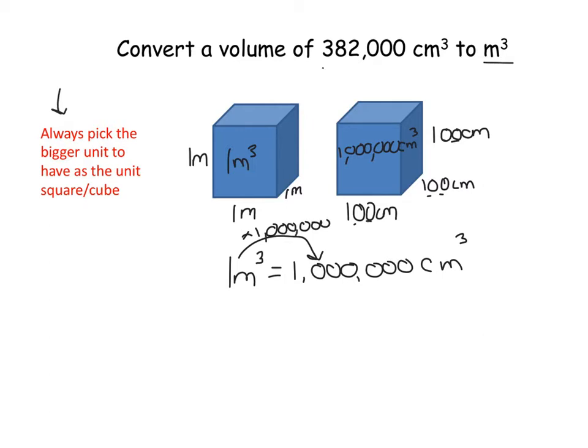Okay, so if I've got 382,000 centimetres cubed, make sure you put it in the right column. So I've got 382,000 centimetres cubed. I want to go against that arrow here, so instead of timesing by 1,000,000, I'm going to be going backwards and dividing by 1,000,000.